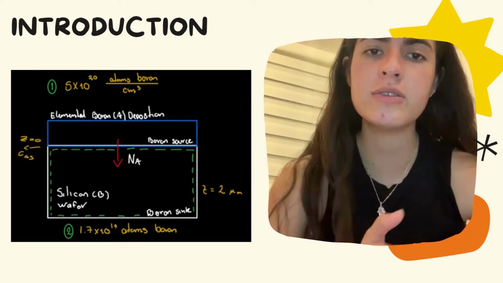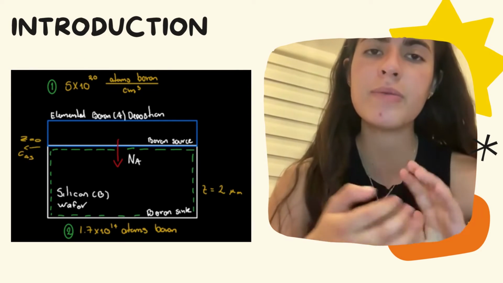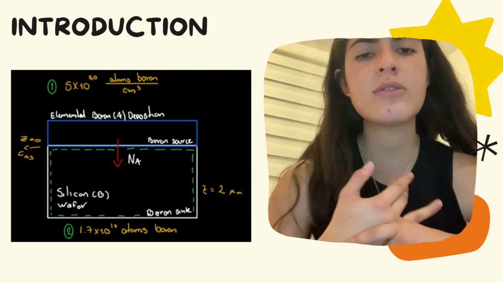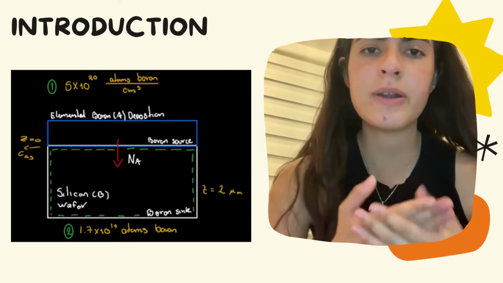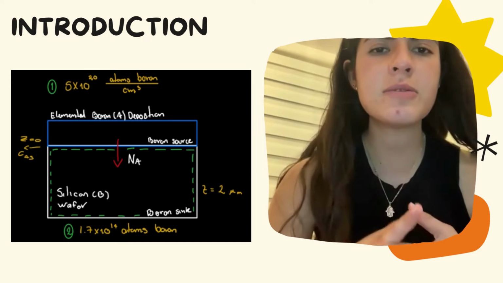In this case, we are going to take as a reference an example of boron diffusion into a solid crystalline silicon wafer, which will help us better understand this concept that is sometimes very abstract.